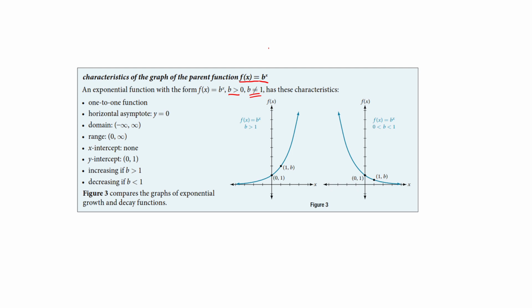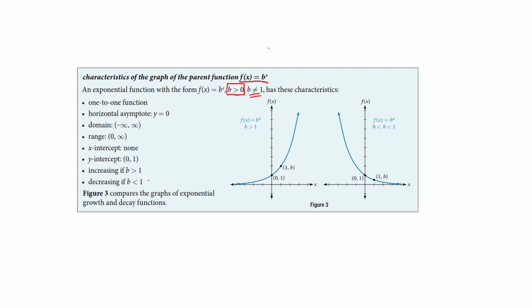And if you think about what would happen with negative values, suppose this was something like negative 2, and then when you squared it, it would be a positive value. If you cubed it, it would be a negative again. So this function applies to values of b that are greater than 0. That's what it's all about. So either the growth or the decay.